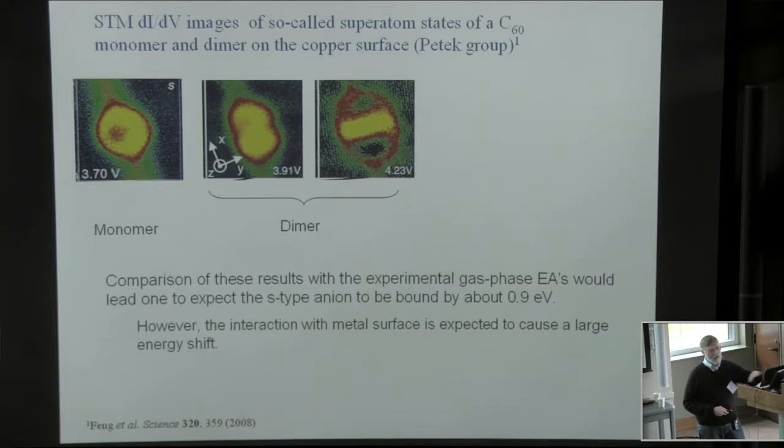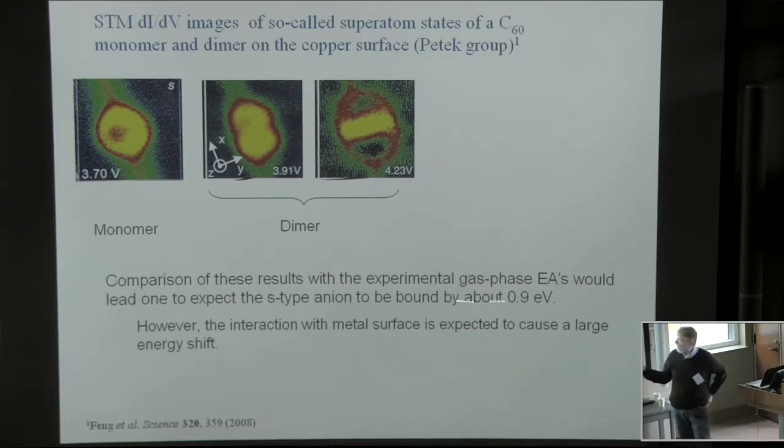My colleague, Hrvoje Petek, who does the TiO2 work with whom we collaborated, also obtained STM images of C60 clusters on a copper surface. And here's the image of a single C60 on a copper cluster. And at a certain voltage, you get an image that looks like this, which he attributed to this polarization-bound anion. And here's the dimer. And you can see essentially a bonding and anti-bonding combination at different voltages. So he calls these supermolecule states. He can take any number of C60s and make the bonding and anti-bonding combinations of this.